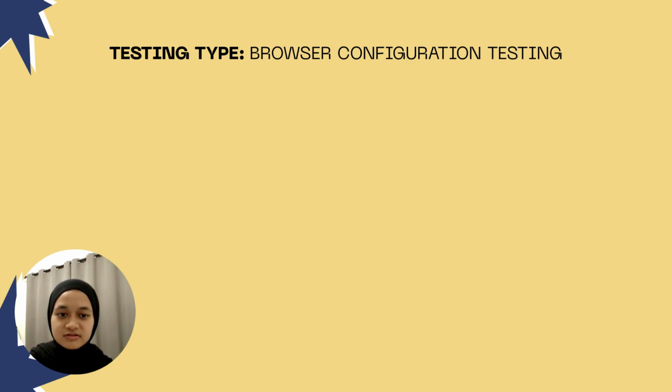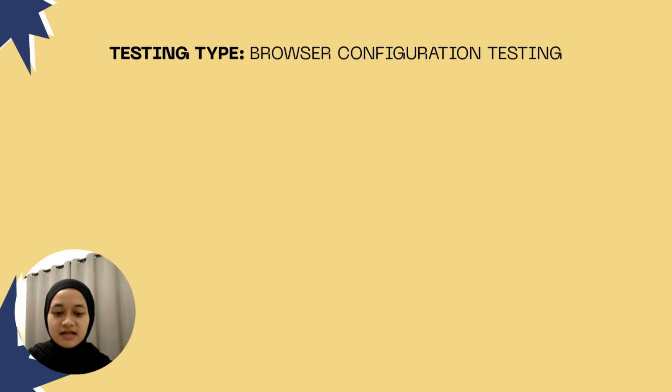I am going to demonstrate the browser configuration testing from our DevOps quality assurance project, specifically for the test case form display, which verifies that our gym management system homepage displays correctly across different browsers. This is important because different users might use different browsers. So we need to ensure that everyone has the same experience and the same result, whether they use Chrome, Firefox or Edge.